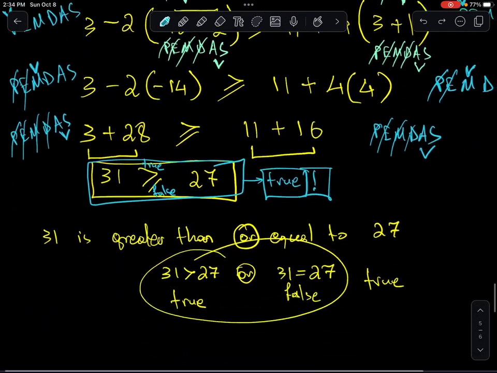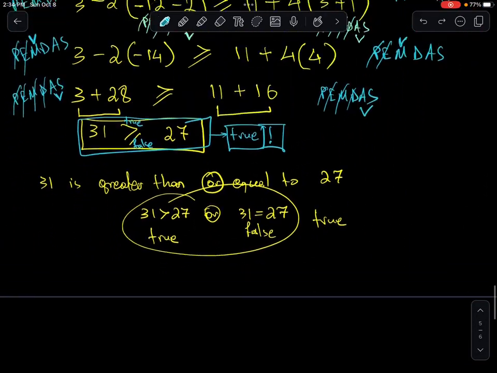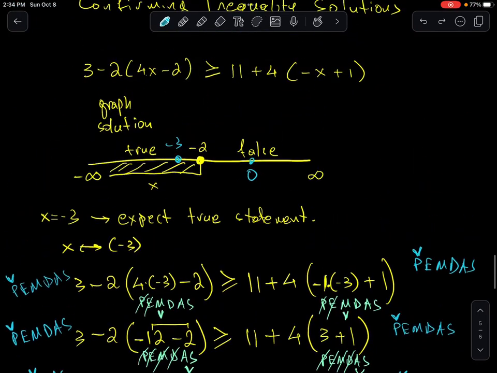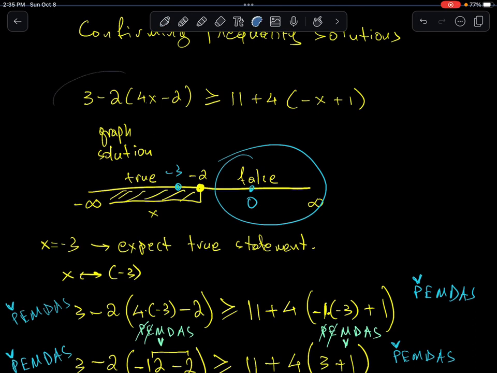So that's good. Now, I will plug in one more number from the false area, and I will expect to get a false statement. Let's do it at the bottom.